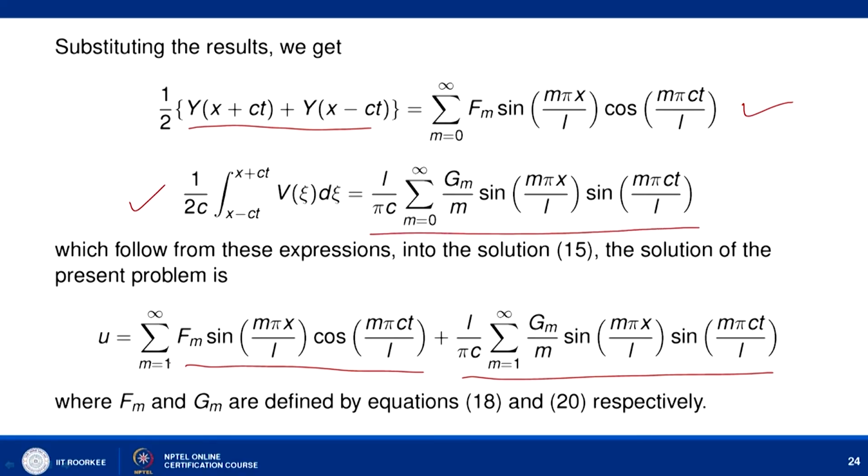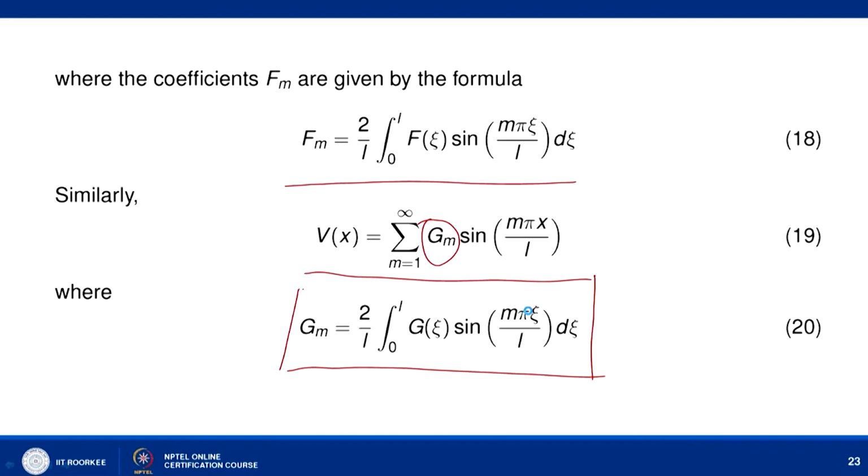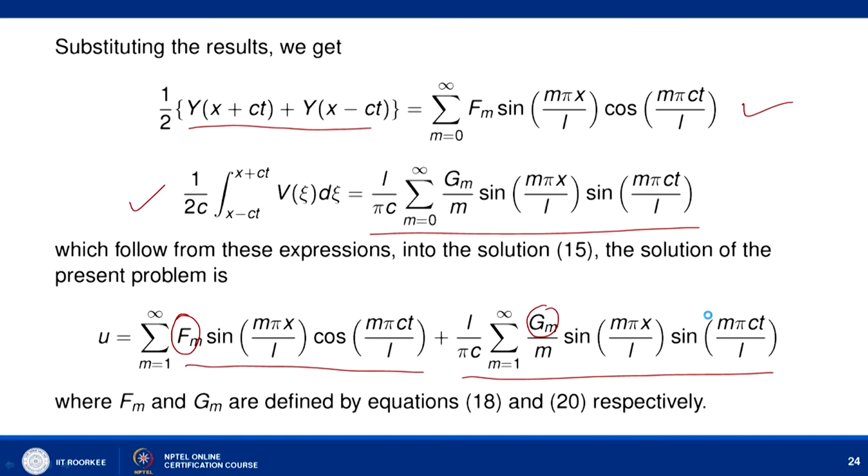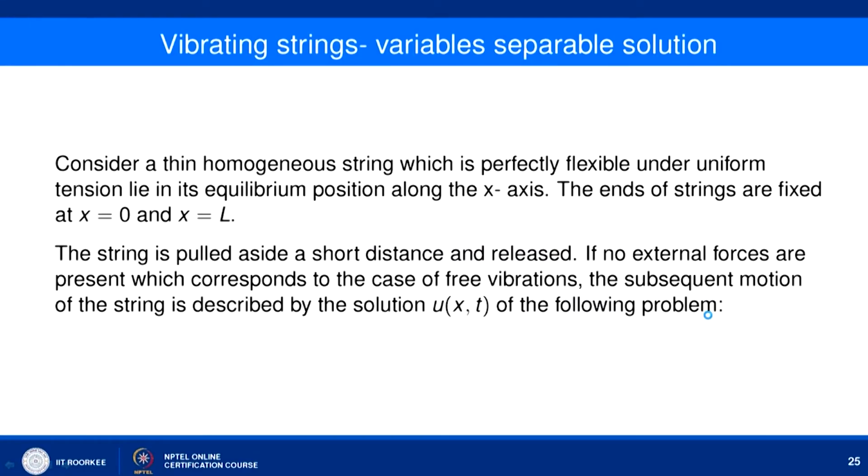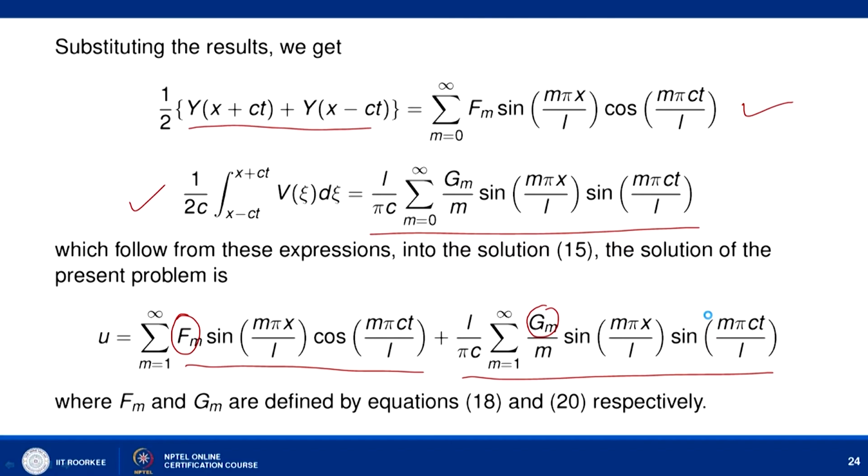So, we can write u x t as sum over m equal to 1 to infinity f m sin m pi x by L cos m pi c t by L plus L by pi c, sum over m equal to 1 to infinity g m by m sin m pi x by L sin m pi c t by L, and here the coefficients f m and g m you can obtain using the expressions 18 and 20. So, it means that your solution is given as this. So, now we have obtained this solution using D'Alembert's solution for the infinite string, and we modified our problem in a way such that we can utilize this D'Alembert solution for the finite string as well.